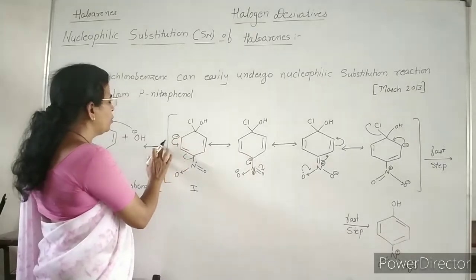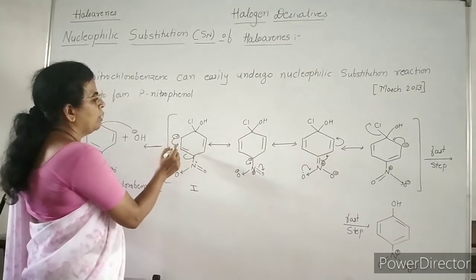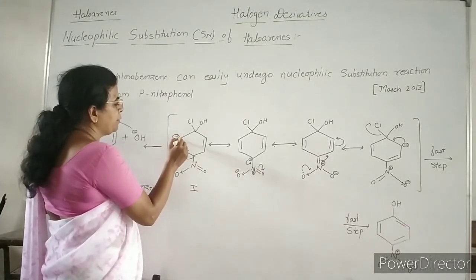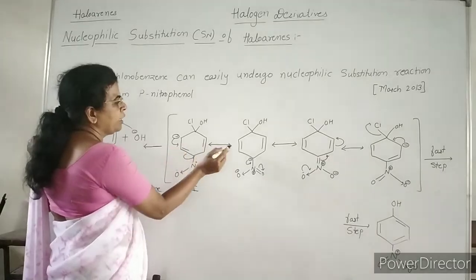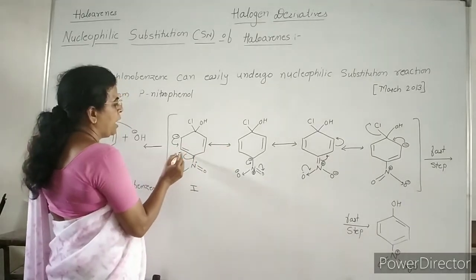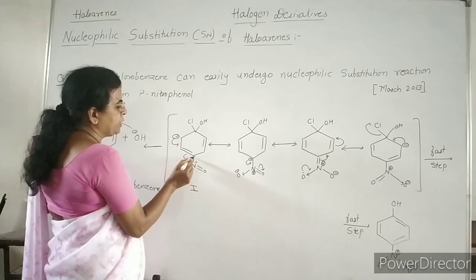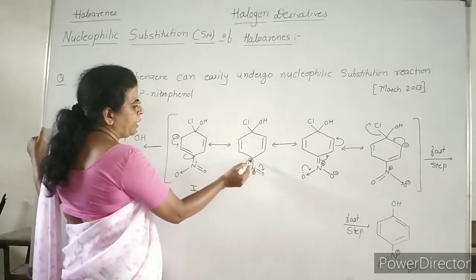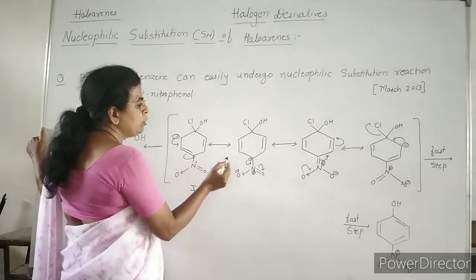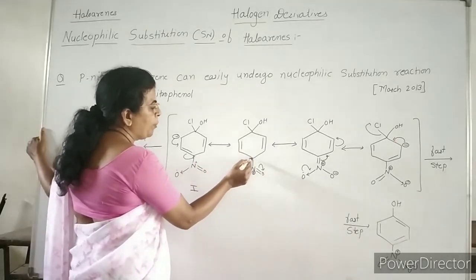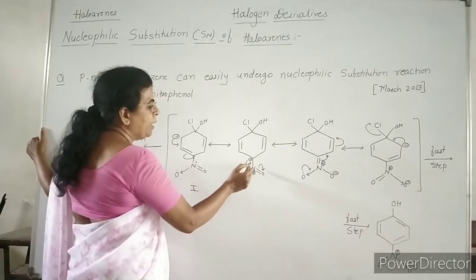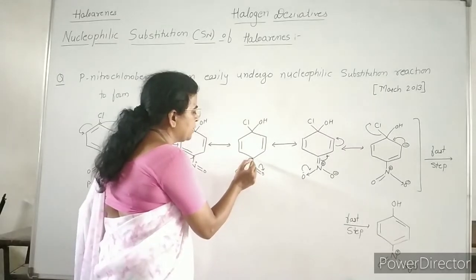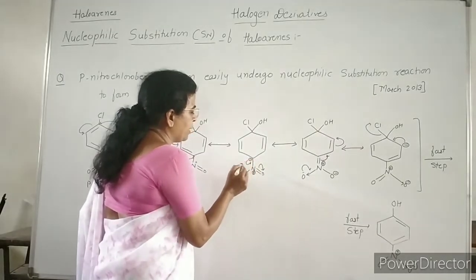Now this structure undergoes resonance to form like this. That is, this electron pair gets shifted in between these two carbon atoms and then a double bond is formed, and these pi electrons get shifted onto the para carbon atom. That is, the negative charge is obtained at the para carbon atom. Now this negative charge at the para carbon atom is stabilized by the nitro group like this. That is, this negative charge gets shifted in between this carbon and nitrogen atom.